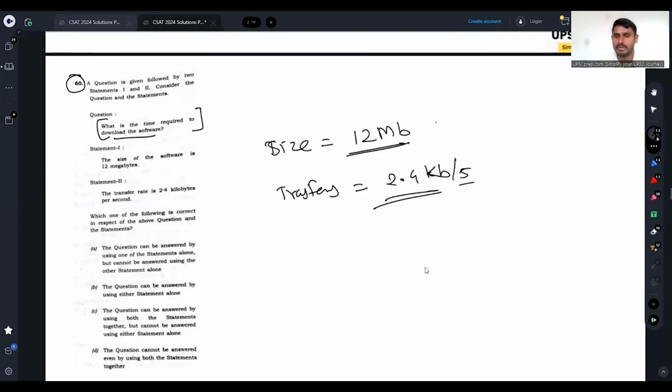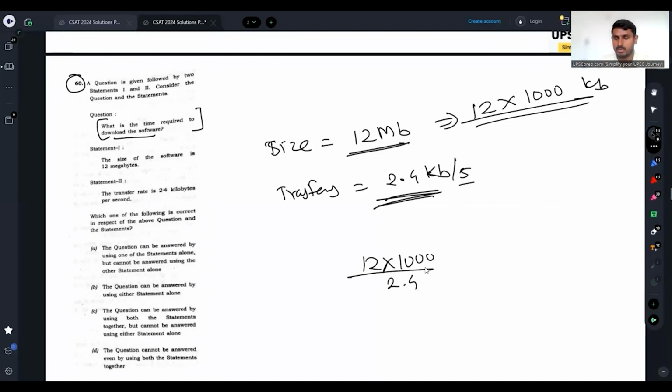तो यहाँ पे हाउ वी कैन फाइंड दिस, 12 MB can be converted into KB, तो उसको 1000 से multiply करना पड़ेगा, so this will be KB. So we know the total size of the software in KB now and we know the transfer rate. So if I just divide this first number 12 into 1000 divided by 2.4, this is KB, this is KB per second, so this answer will be in seconds. So you will be able to find out the answer in seconds to download this 12 MB का software.